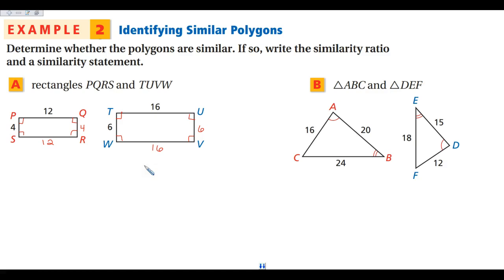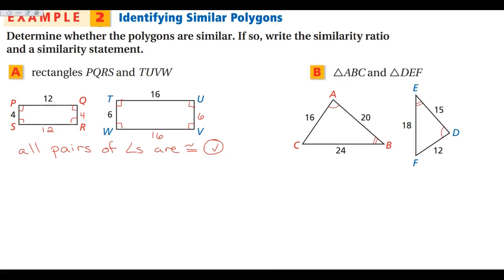So now, to determine whether or not our figures are similar, we need to hit two checkboxes. We need to have all of the pairs of angles congruent. When I look here, all these pairs of angles are going to be congruent to all these pairs of angles because they're all right angles. So we know that all the pairs of angles are congruent. So that's a checkbox for us right there. We needed to know that.